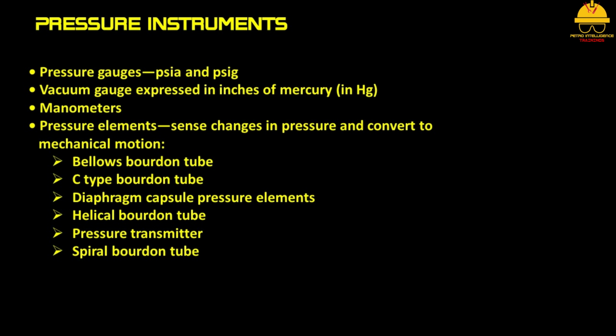manometers. Pressure elements sense changes in pressure and convert to mechanical motion. Their types include bellows Bourdon tube, C-type Bourdon tube, diaphragm capsule pressure elements, helical Bourdon tube, pressure transmitter, and spiral Bourdon tube.